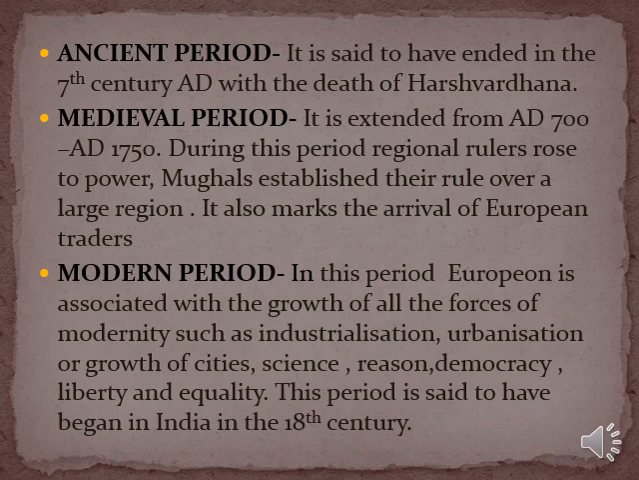Modern period. In this period, Europe is associated with the growth of all the forces, means Europeans started growing our country. Modernity such as industrialization, urbanization or growth of cities. Growth of cities means they started something new, they started changing the atmosphere which was already there. As in the early time people used to carry loads on their backs, they started changing it, and started machineries for the different works. Science, reason, democracy, liberty and equality. This period is said to have begun in India in the 18th century.